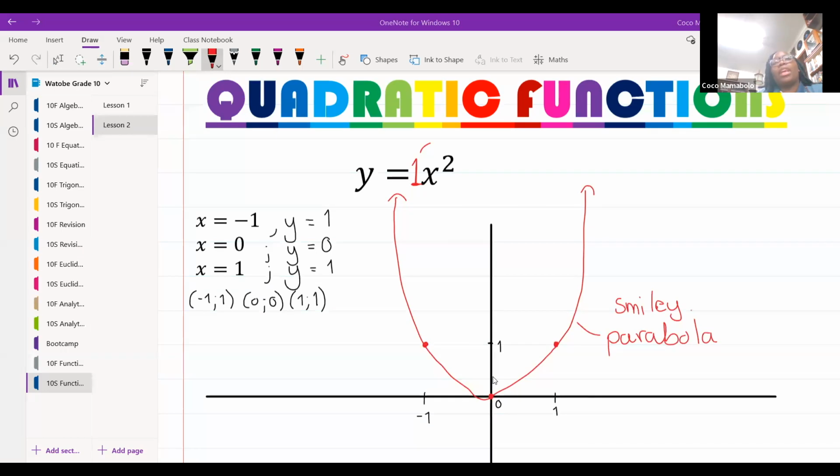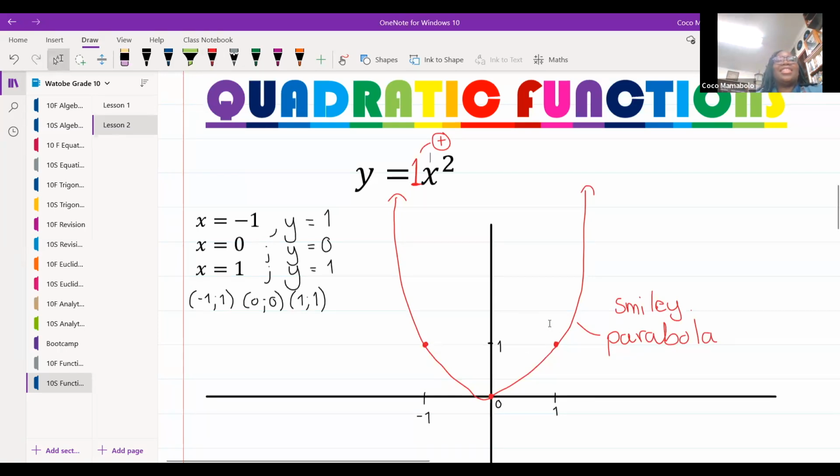So because this number in front of x squared is positive, my parabola, because it looks like a bow, is a smiley parabola. Now this is the original parabola graph: y is equal to x squared. Now let's look at what happens when we start making things a little bit more interesting.